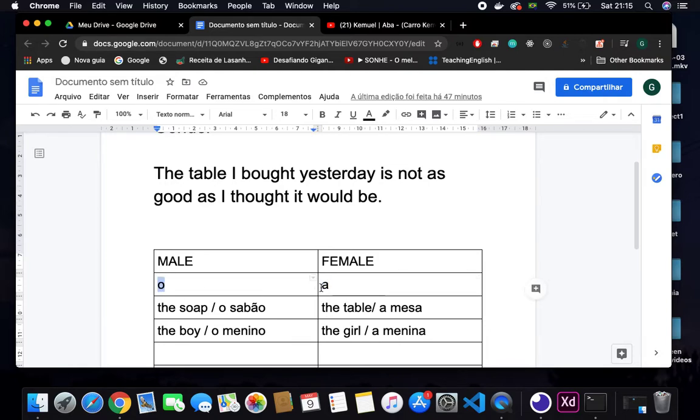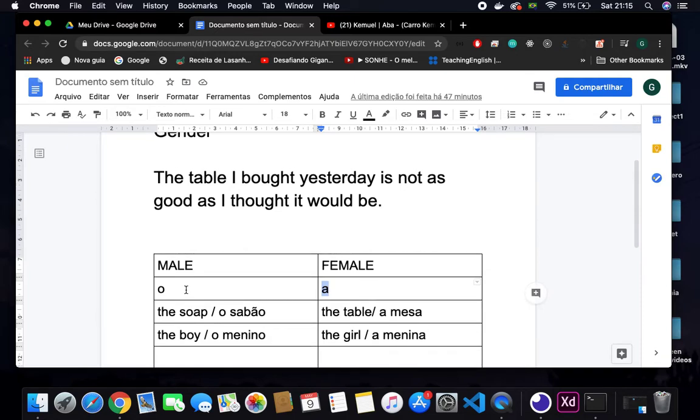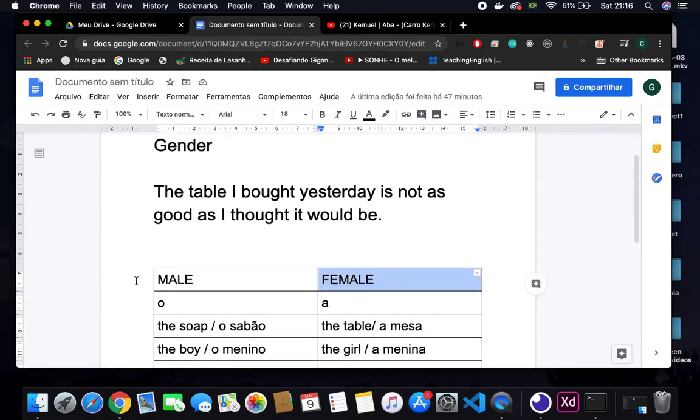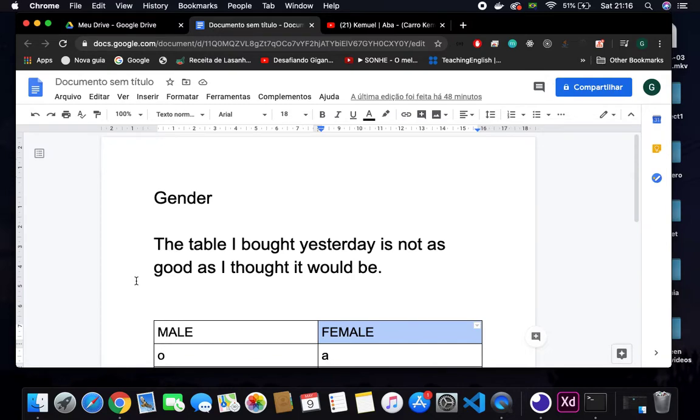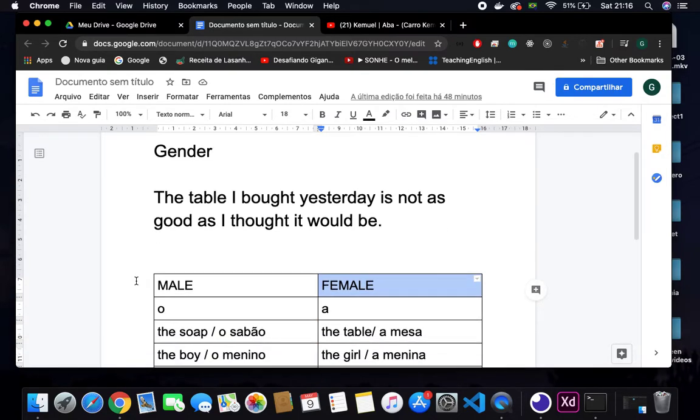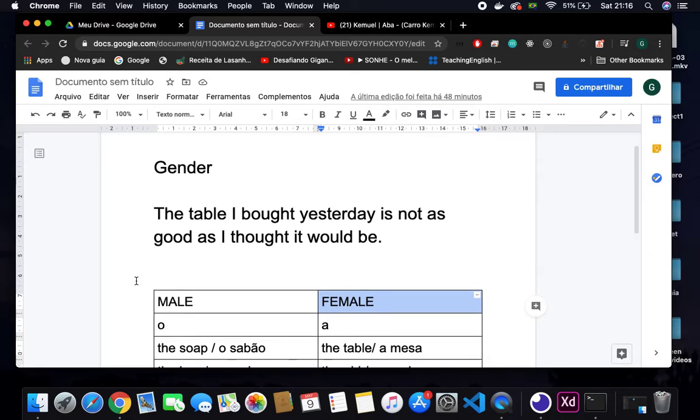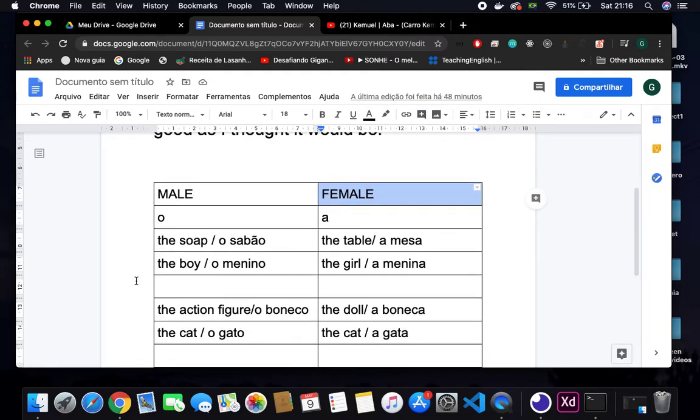O and a. What's the general rule for gender? For me to know the gender. The general rule is that words ending with the letter O are usually male, okay? And words ending with A are usually female. But remember, this is the general rule, okay? There are other words that don't end with O or A, and you still have to specify the gender. We're gonna take a look at that a little bit later here. Let's go for some examples here.